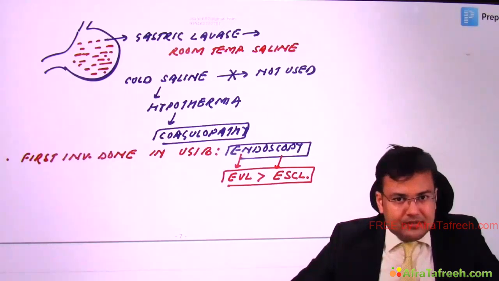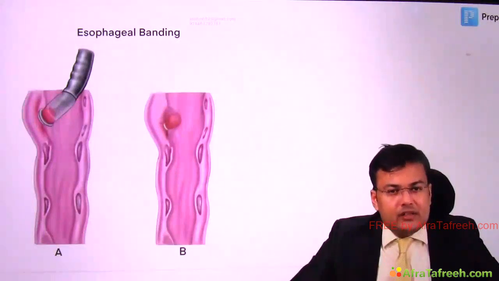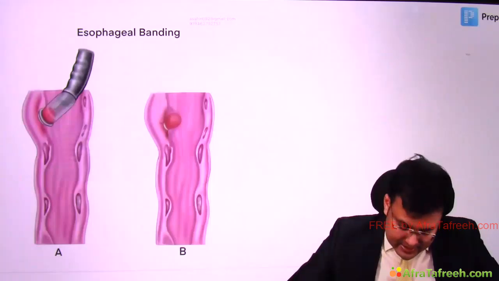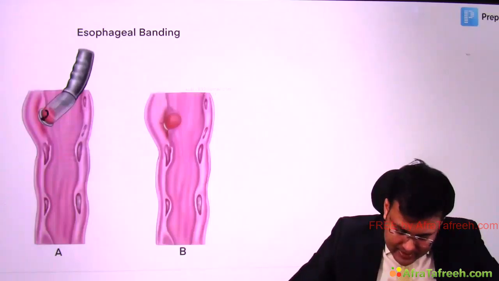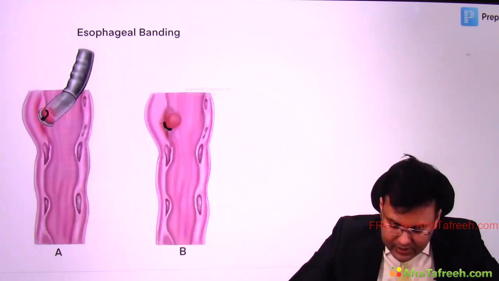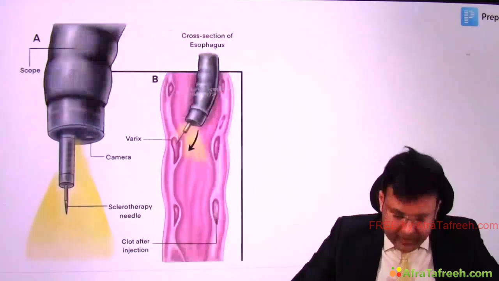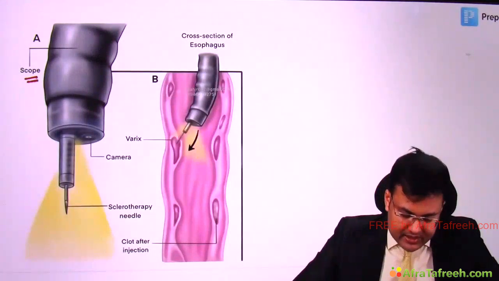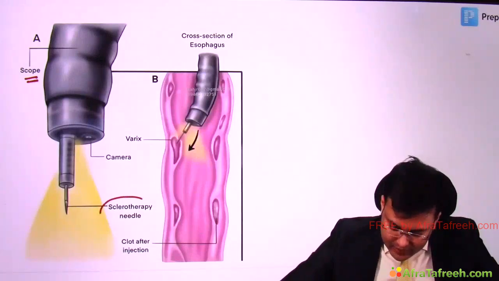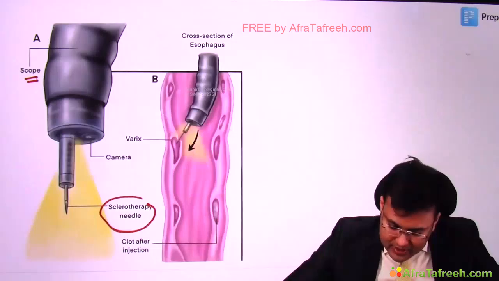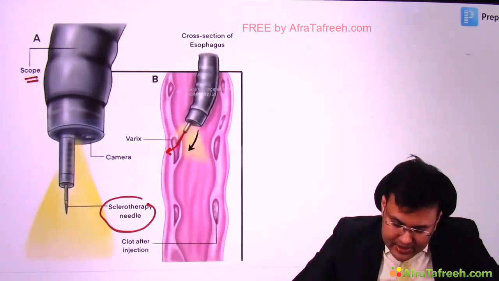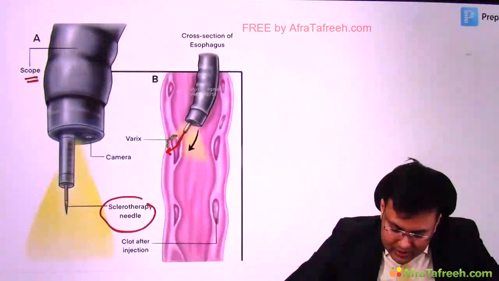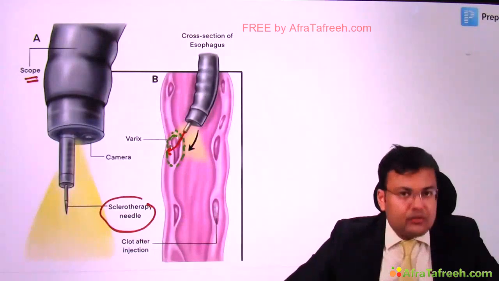That's why it's preferred. So here you can see how this banding or variceal ligation is done. I'm going to apply this band around this bleeding varices. Here you can see this is the band. So the bleeding is controlled. Here you can see how we perform endoscopic sclerotherapy. This is the endoscope and this is the sclerotherapy needle. This needle is going to inject the sclerosing agent, and because of that there is sclerosis or fibrosis and bleeding is controlled, right?